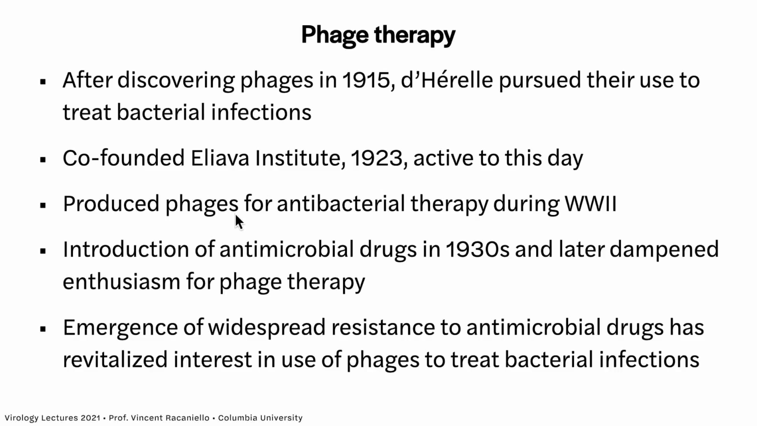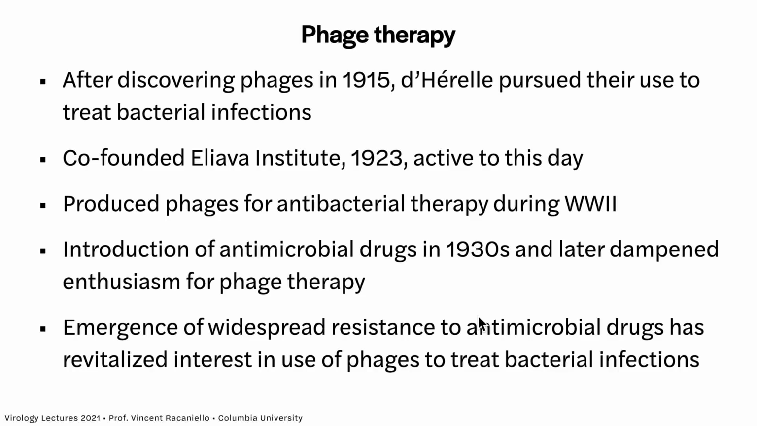This institute produced phages for antibacterial therapy during World War II. You can find kits that were given to soldiers with vials of phages in them to treat infections. However, in the 1930s, the introduction of antimicrobial drugs completely turned off most phage therapy research because the antimicrobials were easy to do. And the Eliava continued to do it, but now it's having a renaissance, I suppose you could say, because with increasing resistance to antimicrobials, we have to look elsewhere.